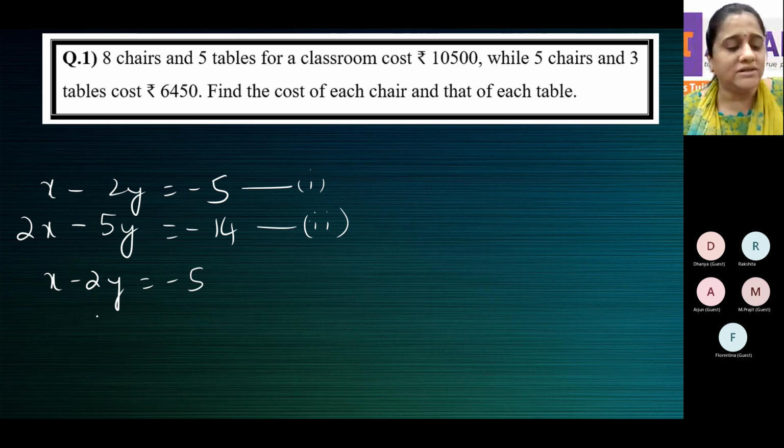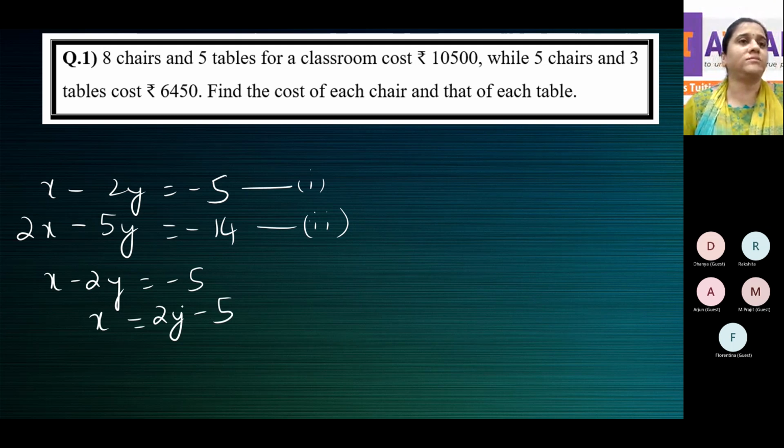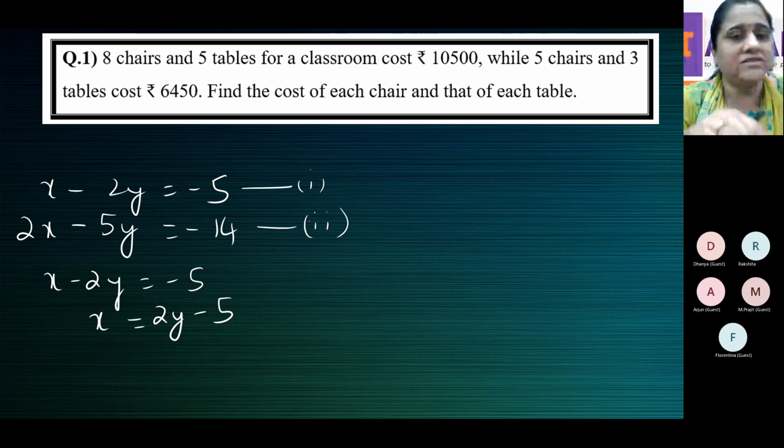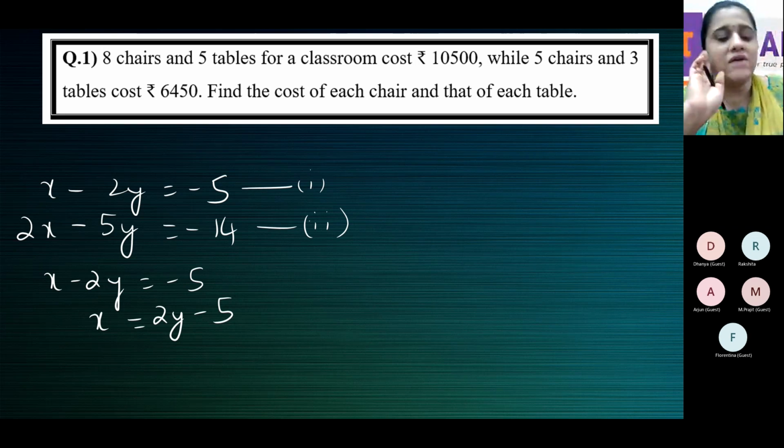So I'm going to write x in terms of y. So x is equal to 2y minus 5. This is understood? Take any one of the two equations. Now here no LCM and all that. That's only for the elimination method. For the substitution method, take any one of the two equations and write either x in terms of y or y in terms of x. I have written x in terms of y. x is equal to 2y minus 5.